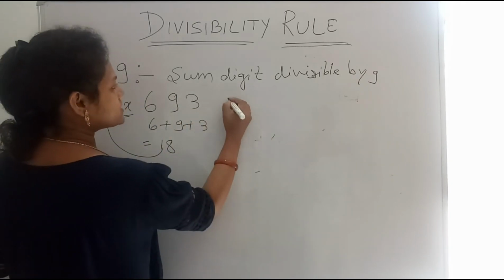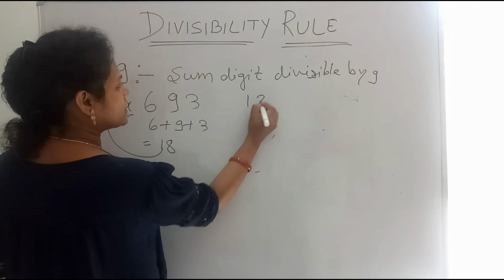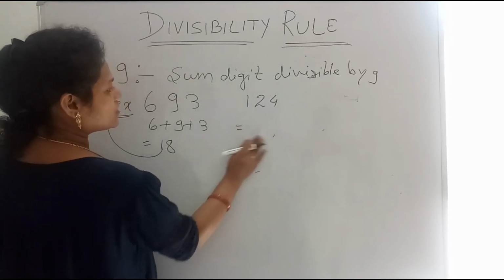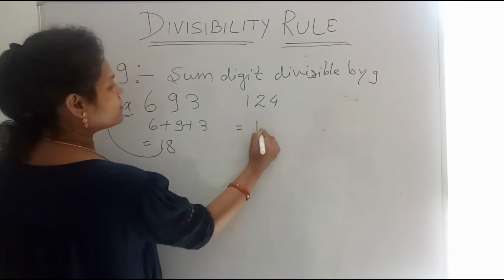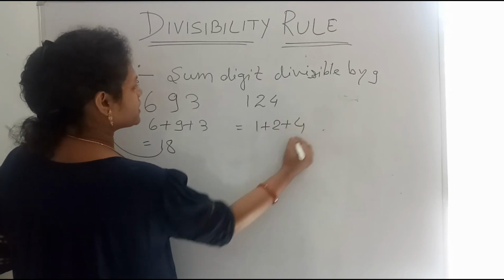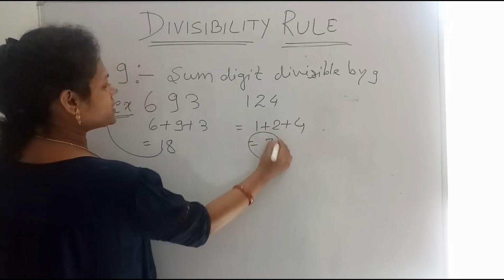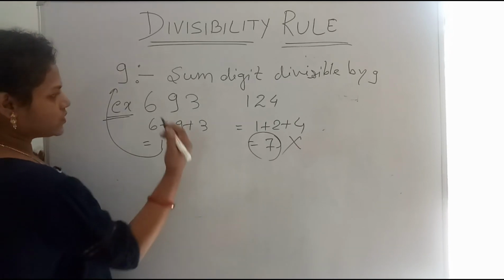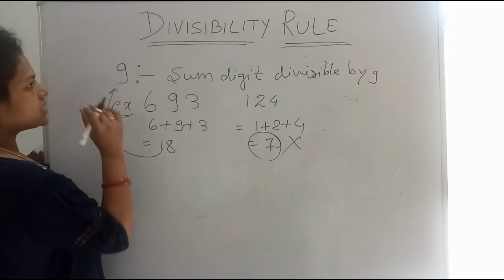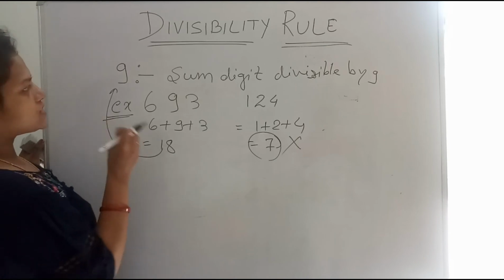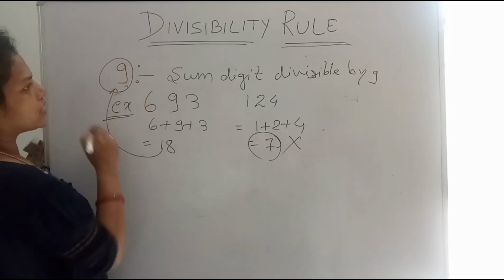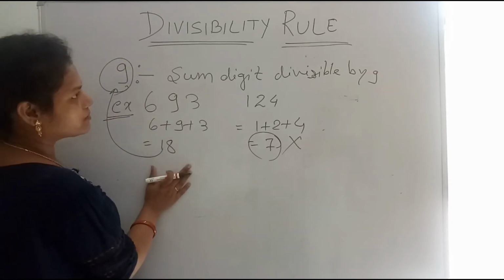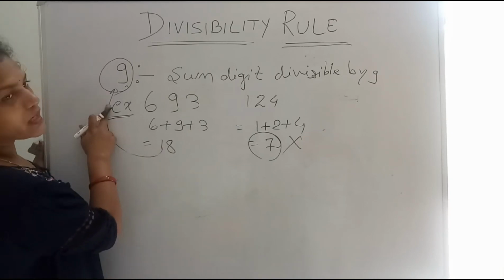Understood? One more example: 1, 2, 4. If I take this example, 1 plus 2 plus 4 is 7. It is not divisible by 9, not a multiple of 9. So in this way, the rule for 9 is again that the sum of the digits of the number should be divisible by 9.